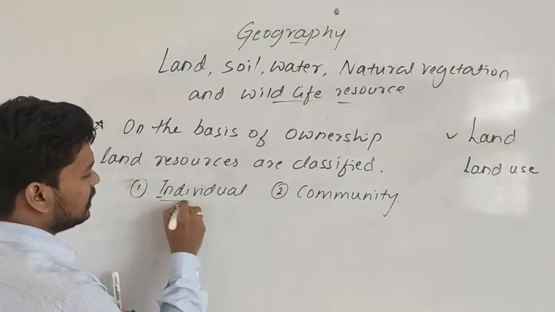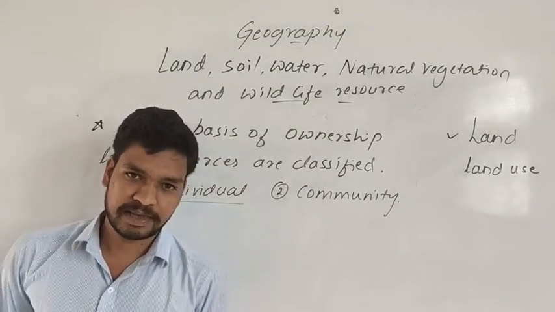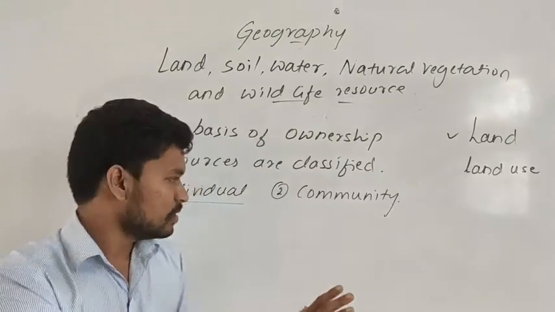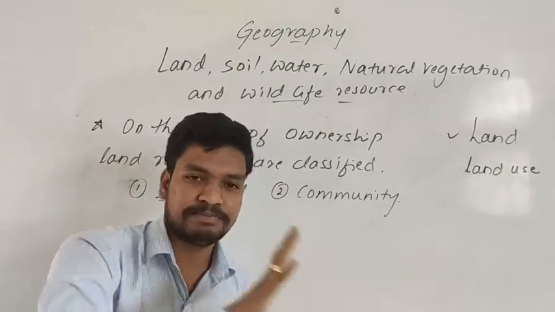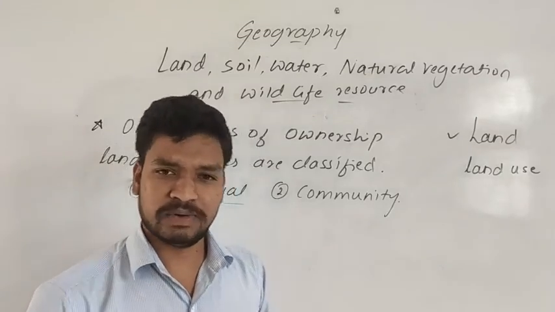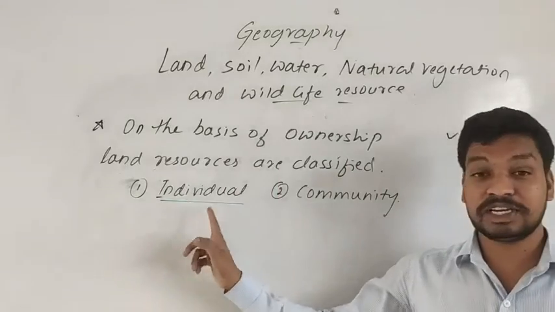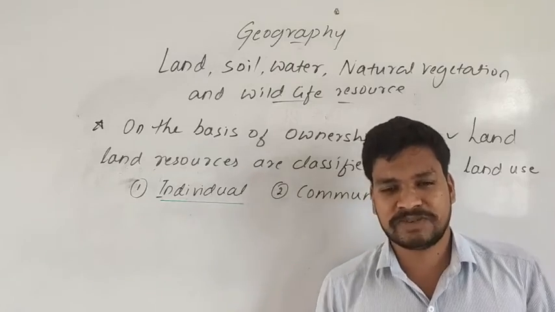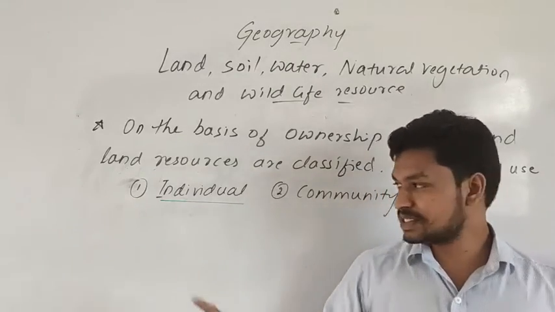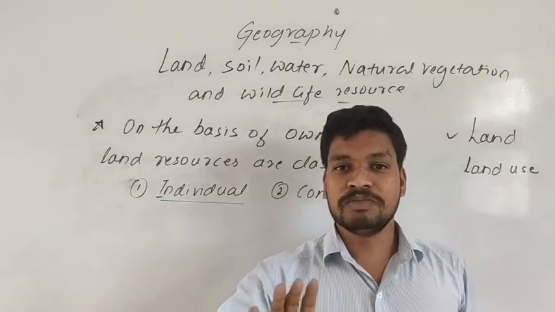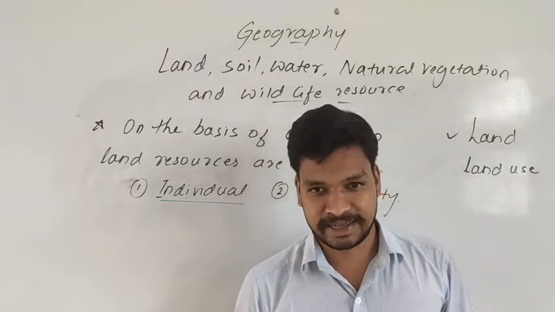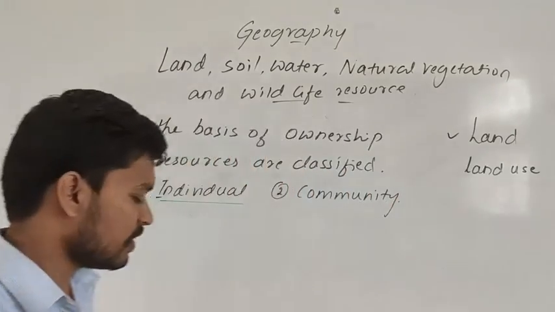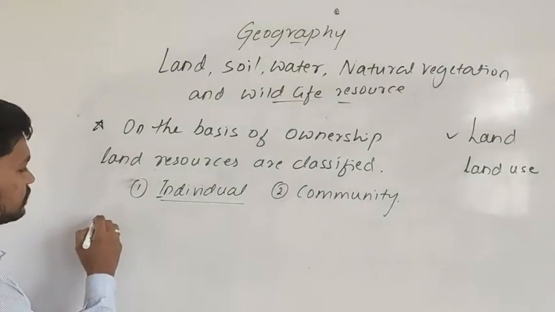So individual land is the land which is owned, controlled, or protected by an individual. A single person is the owner of that land. For example, the land is owned by a single person. It may be 1 acre, 5 acres or anything. It belongs to one person. For example, a home, a house, then agricultural land. These are all examples of individual resources. So here the single person is the owner of that place, like an individual.